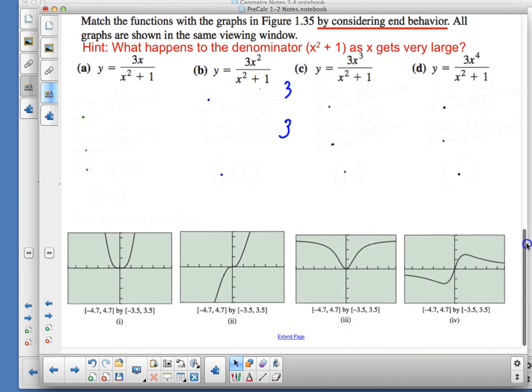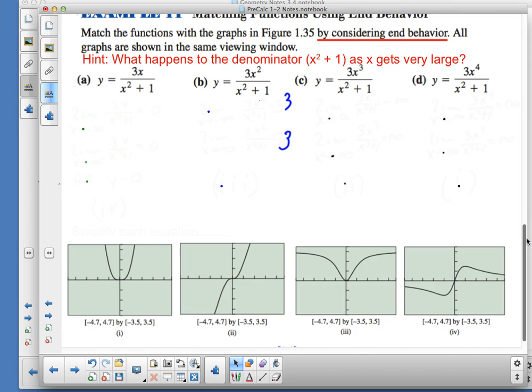As you're looking at these, consider which one of these graphs goes with A, B, C, or D. I'm going to give you about 5 minutes. I think we have about 8 minutes, so I'll have 3 minutes to explain myself. Okay?